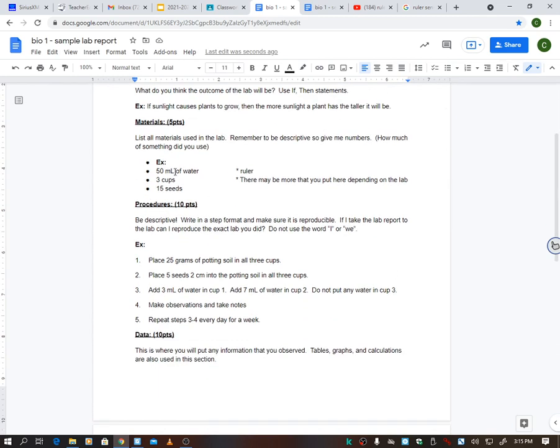My materials, I talked to them about being descriptive and specific. Don't just put water down. How much water did you use? Don't just put down that you need cups. How many cups did you need? How many seeds did I use?